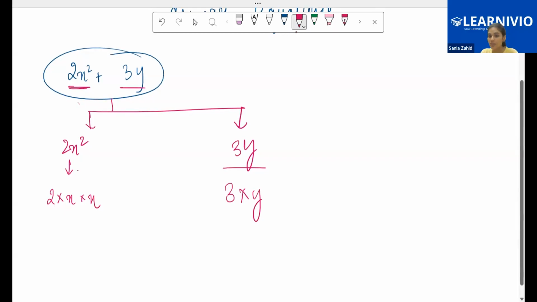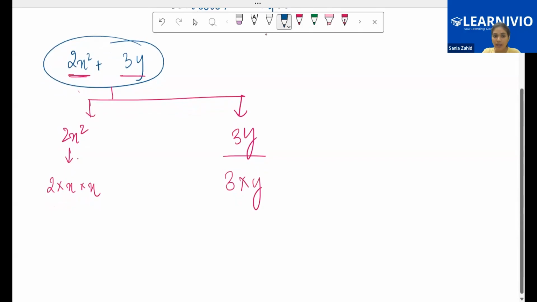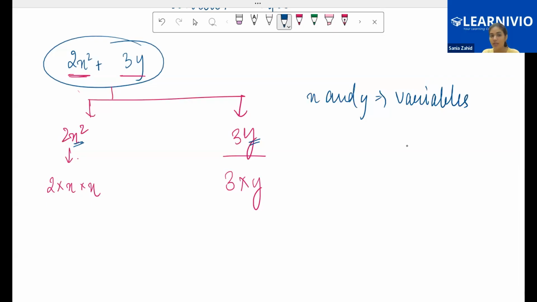Now what happens over here? x and y are variables. x and y are what? Variables. Variables are basically those things whose value changes. Okay, it is changeable. And what is 2? 2 is the coefficient of x. It is known as a coefficient.